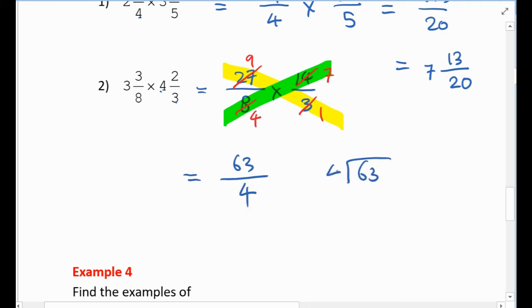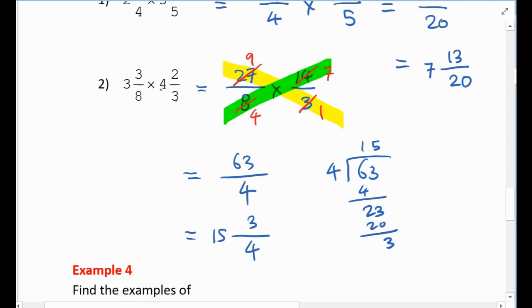Again, we're going to divide 63 divided by 4. So 4 goes into 6 once. Then we have 23. And 4 goes into 23 5 times. Alright, the remainder goes to the top and the divisor goes to the bottom. Quotient becomes the whole number. So 15 and 3/4.